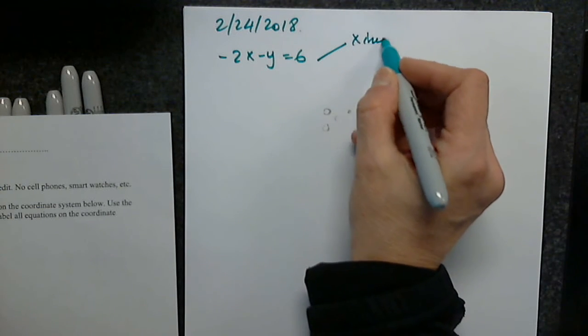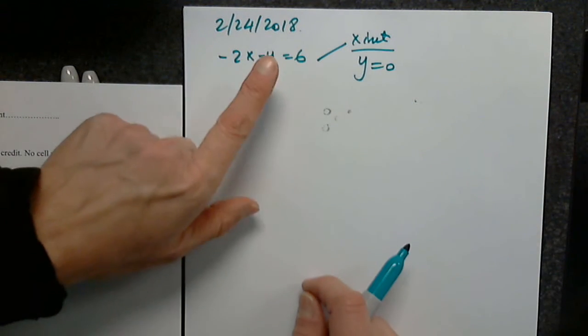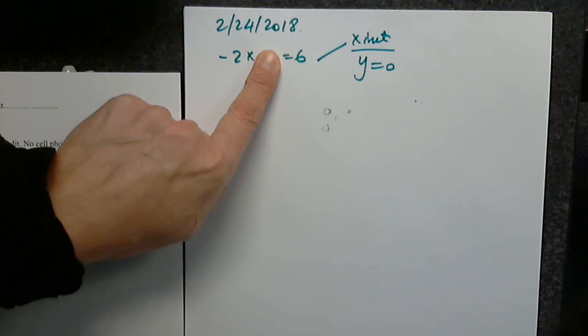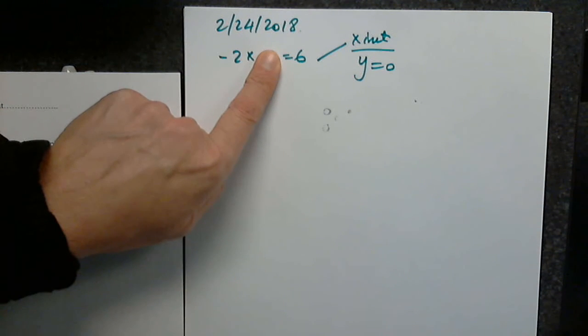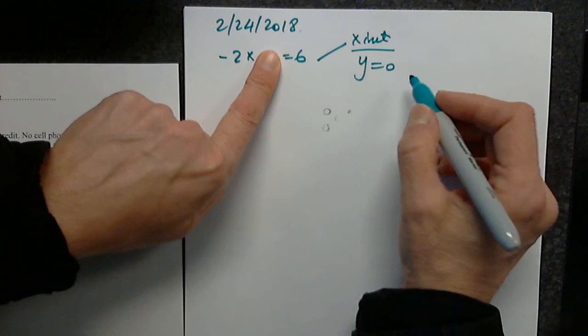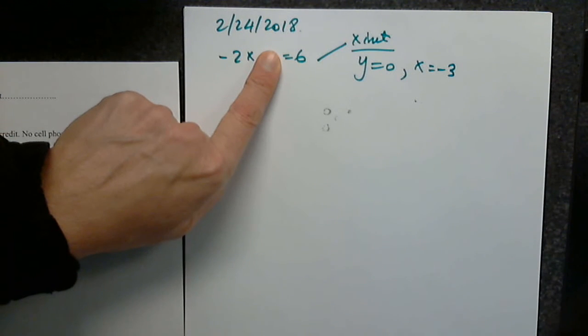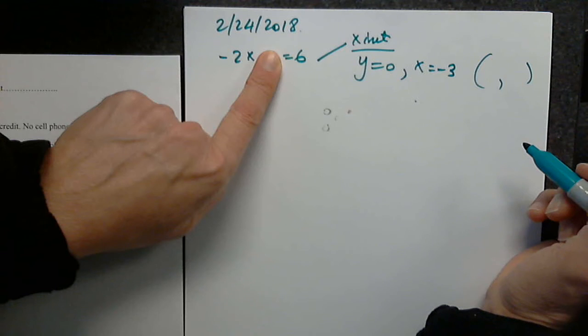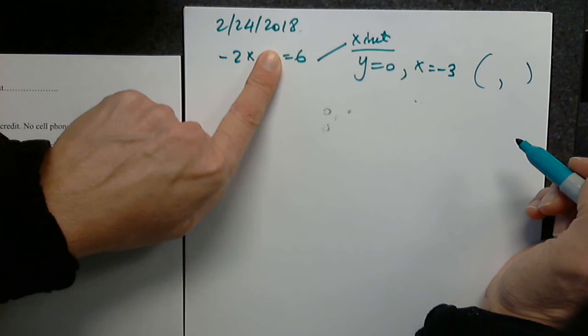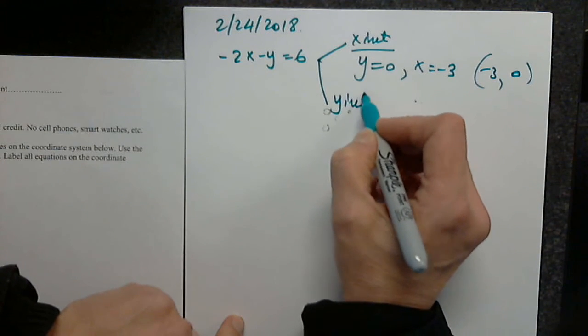How do I find the x-intercept? Substitute 0 for y. Yes. I covered it. Don't waste your time to solve for y. It's a waste of time. You don't need that. So when y is 0, how much is x? Do you all agree with negative 3? Yeah. And the ordered pair is? Very good.